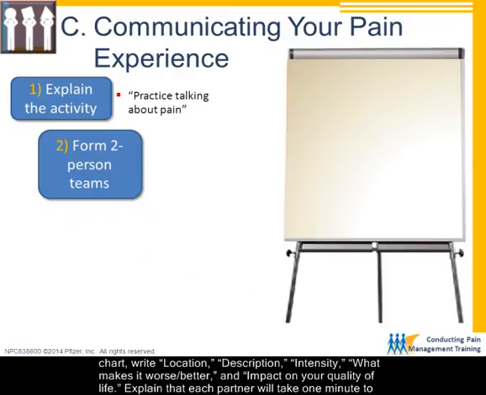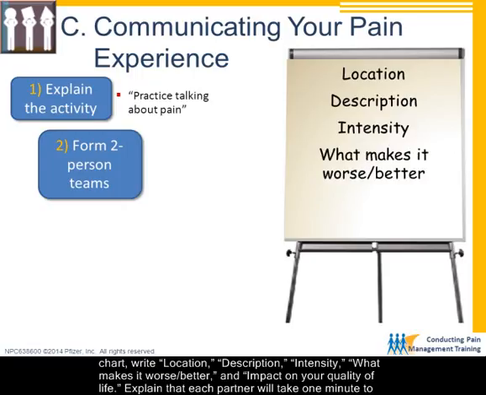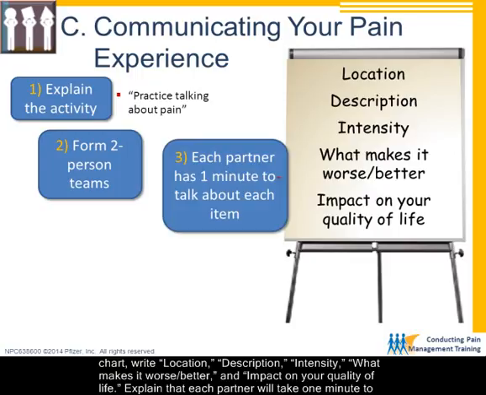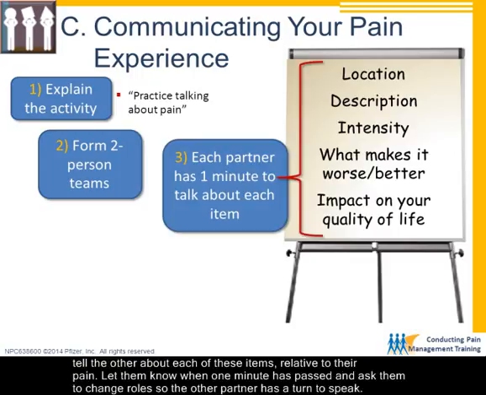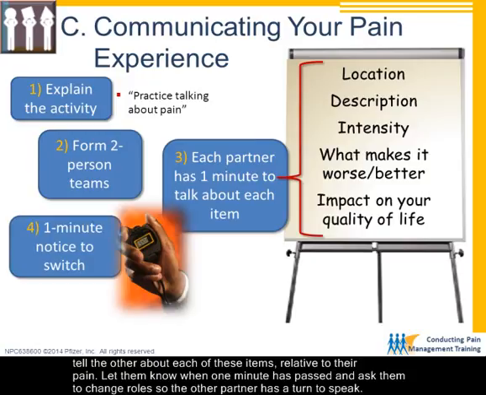On the flip chart, write location, description, intensity, what makes it worse, better, and impact on your quality of life. Explain that each partner will take 1 minute to tell the other about each of these items relative to their pain. Let them know when 1 minute has passed and ask them to change roles so the other partner has a turn to speak.